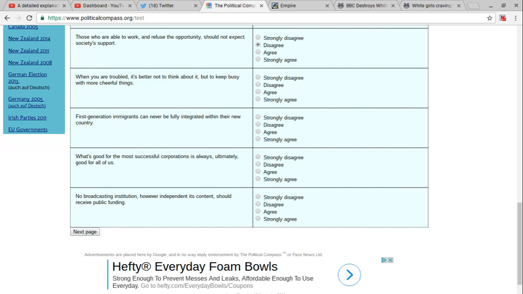When you are troubled, it's better not to think about it, but to keep busy with more cheerful things. Well, it depends on what you're troubled with. If you're just troubled with a little bit of melancholy, a little blue period in your life, that's different than being troubled with depression and suicidal thoughts, I think. There's a little bit of a difference, mind you.